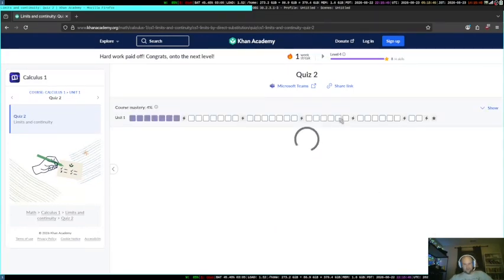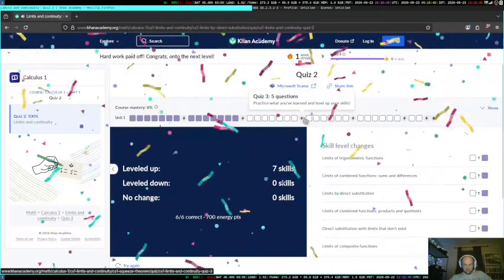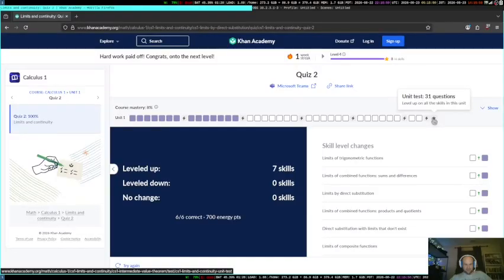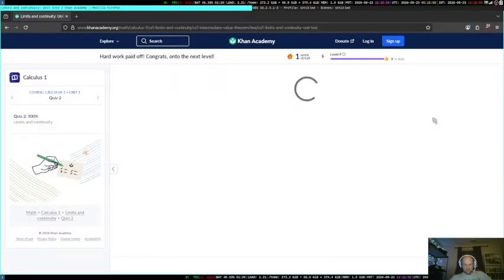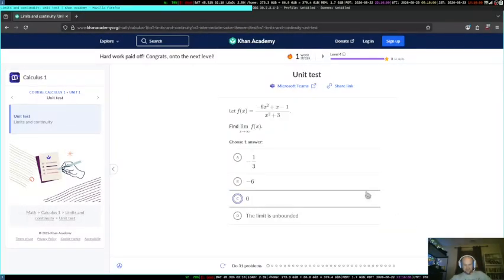So, okay. Can I skip ahead to a more difficult assessment? Okay, I'm just going to go to the unit test. Let's just try that. I love that it has a Microsoft Teams thing.